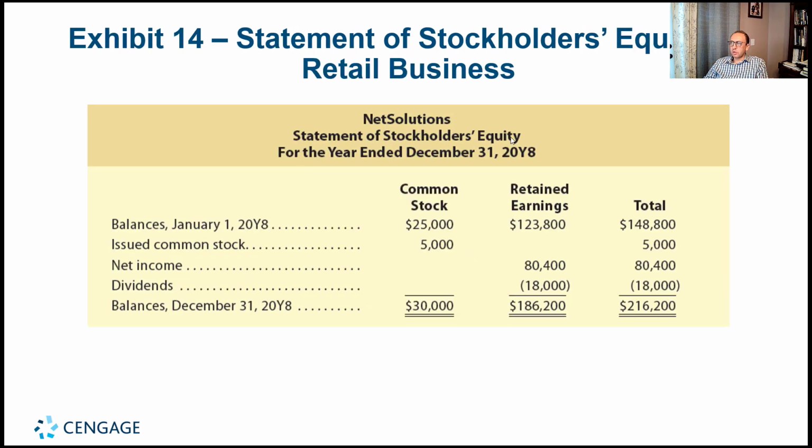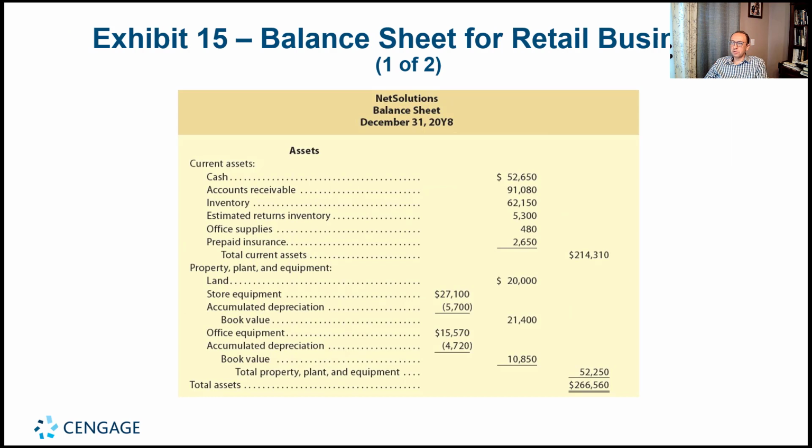And then we have the statement of stockholders' equity. We have the column for common stock, the column for retained earnings, and then the total column. And then we have the beginning balances and any common stock issued during the period. The net income would be part of the retained earnings because it's going to be added to the retained earnings. Dividends is something that would be subtracted from the retained earnings balance to get the new balances. So now we have common stock of 30,000, retained earnings of 186,200, and the total for that is $216,200.